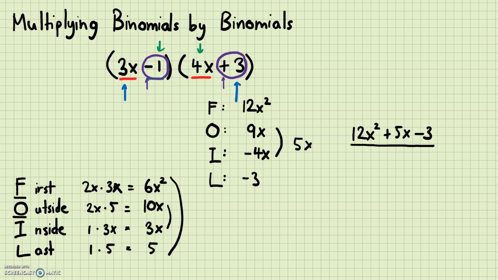Just practice using FOIL. The more you practice with FOIL, the more comfortable you get with this. And also remember that if there's a negative sign somewhere in the binomial, it has to go with the number or the term that follows it. In this case, it was a 1. If there was a minus here, then it would be a negative 3 instead of a positive 3.